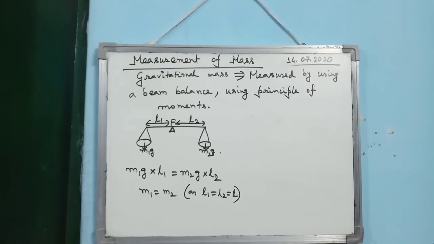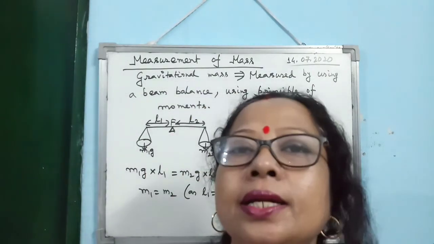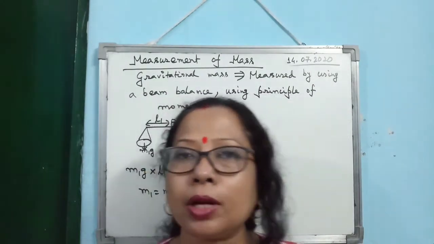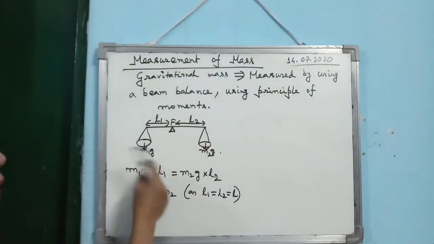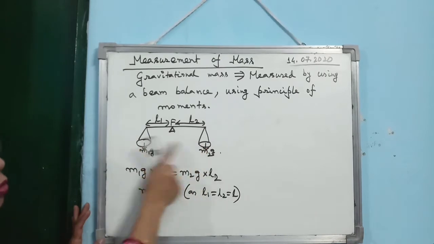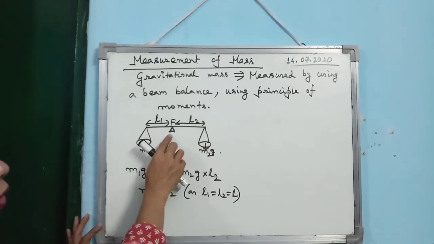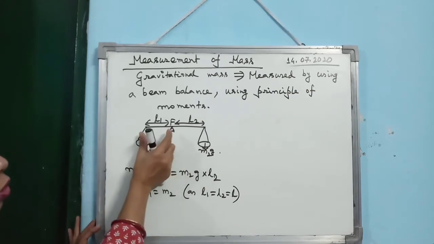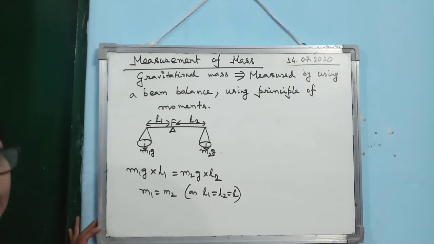Next concept is the gravitational mass. Gravitational mass is measured by using a beam balance, and already in 10th standard you studied the working principle of beam balance, the principle of moment. If I draw a simple diagram, on both sides the two scale pans are there, we assume their masses are equal, and at the midpoint it is pivoted. Consider L1 and L2, these two lengths are equal.